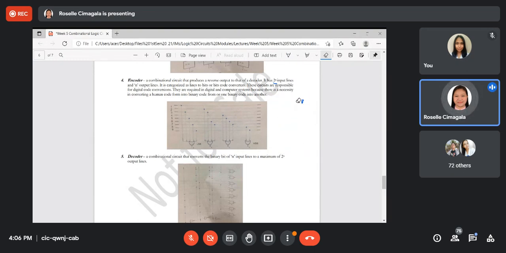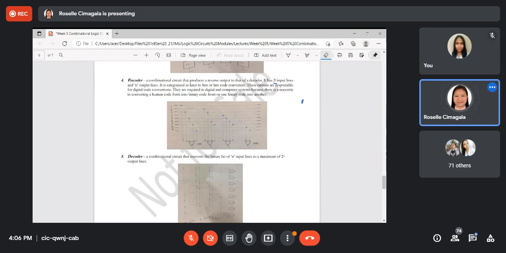Meaning, 2 to the power n is the number of input lines, so 2 to the power 4, and the output is n, only four variables. This is the decoder. If we decode what the encoder produced, the output of the encoder becomes the input of the decoder.